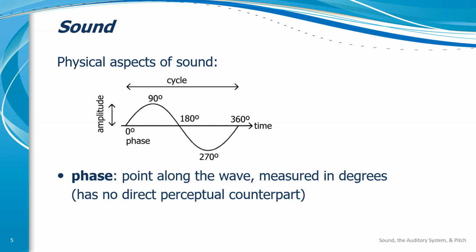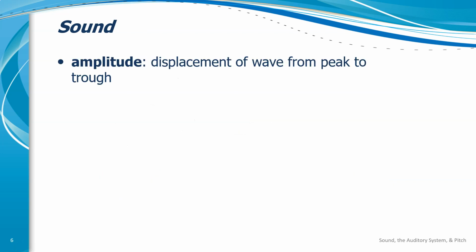Okay, there are a couple of other important components here, including the amplitude. So going from the peak to the trough, basically, and then there's also the cycle. So starting at 0 and then going back to where it started. I want to focus on amplitude for a second. It is the displacement of a wave from peak to trough.